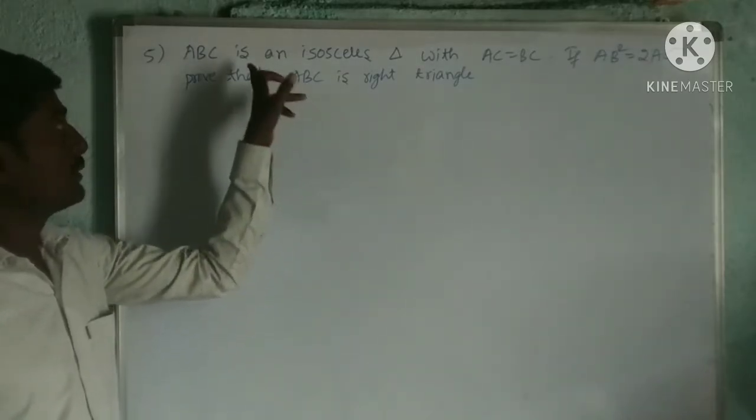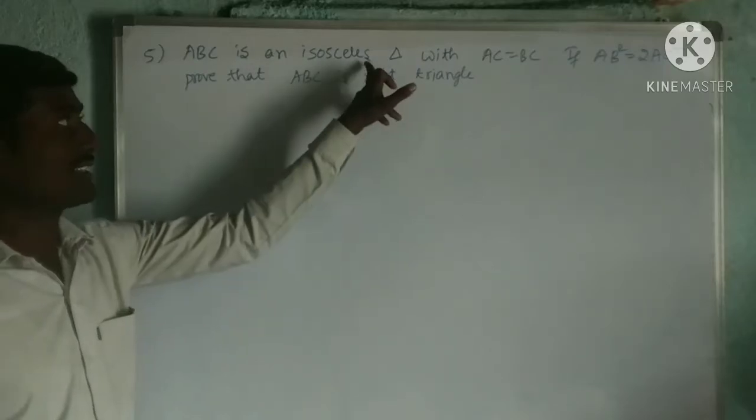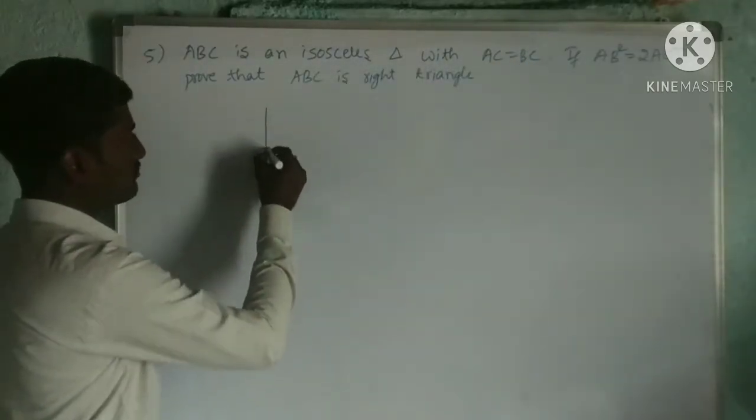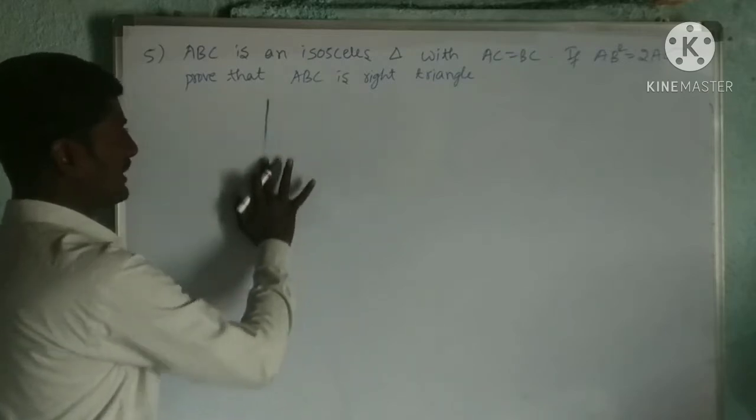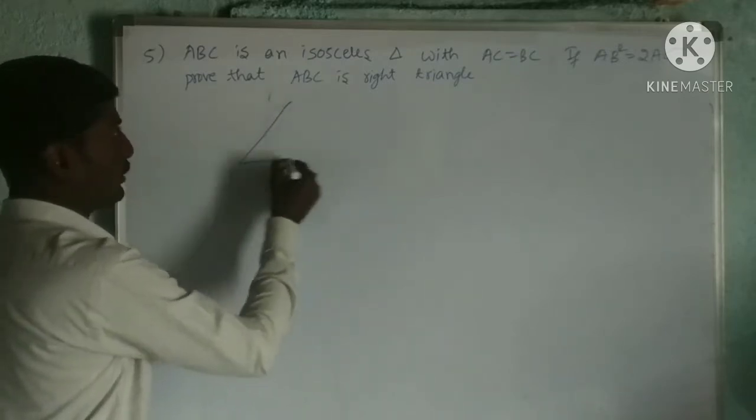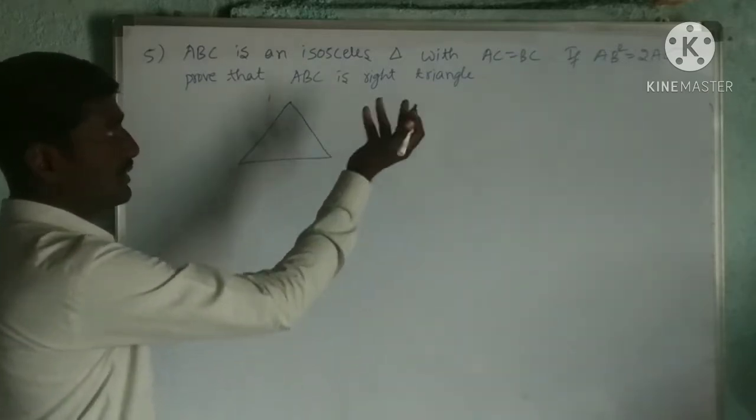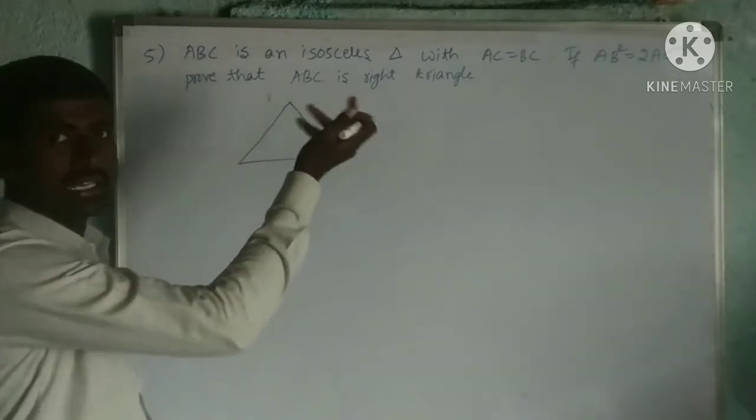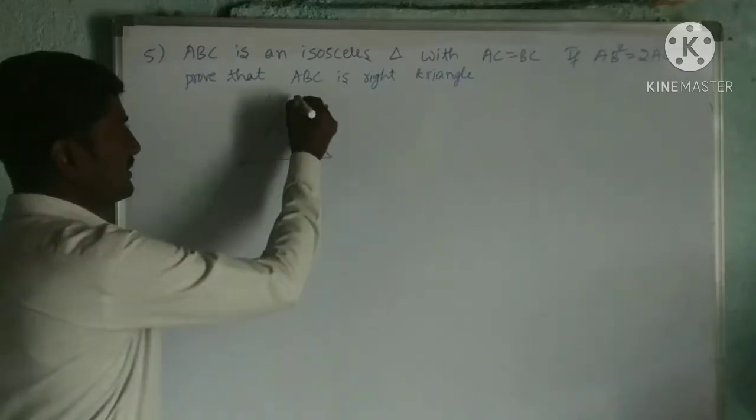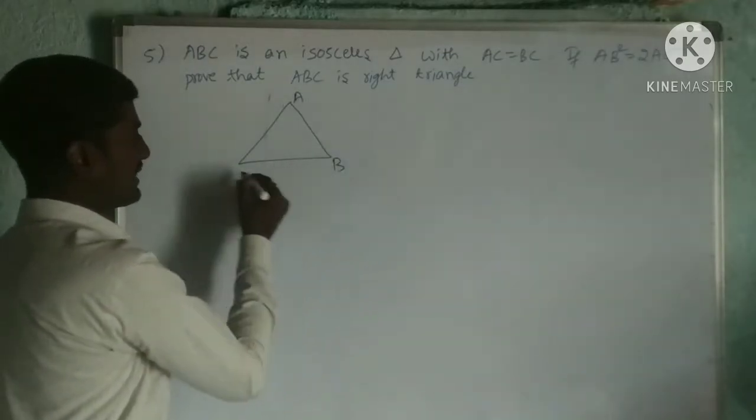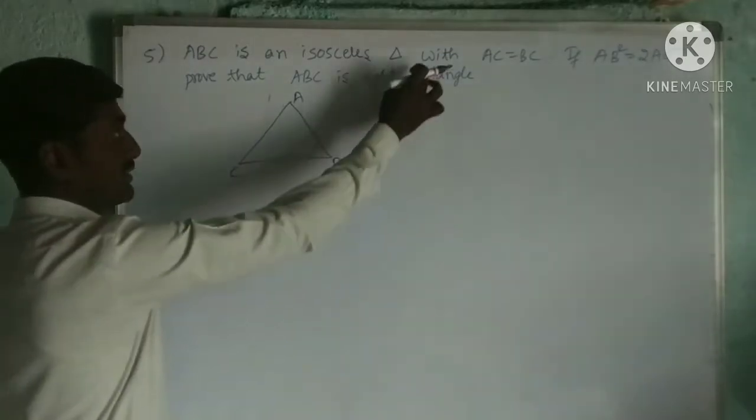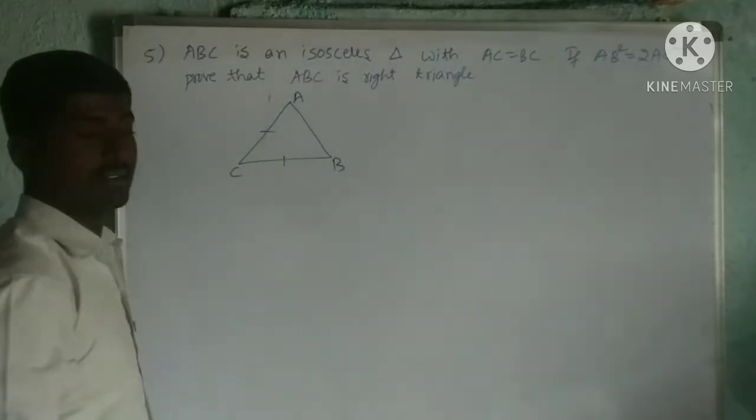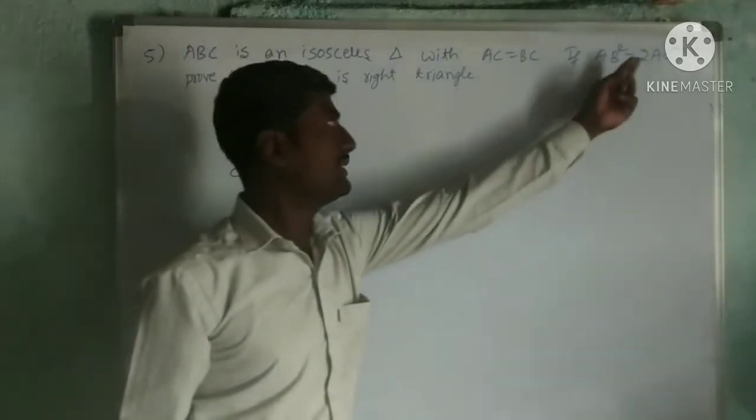So they have given that ABC is an isosceles triangle with AC equal to BC. Let us take one triangle. We have to prove it as a right angled triangle. We don't know where it is 90 degree, whether C is 90, or B is 90, or A is 90. So generally I will take ABC, an isosceles triangle, with AC equal to BC.